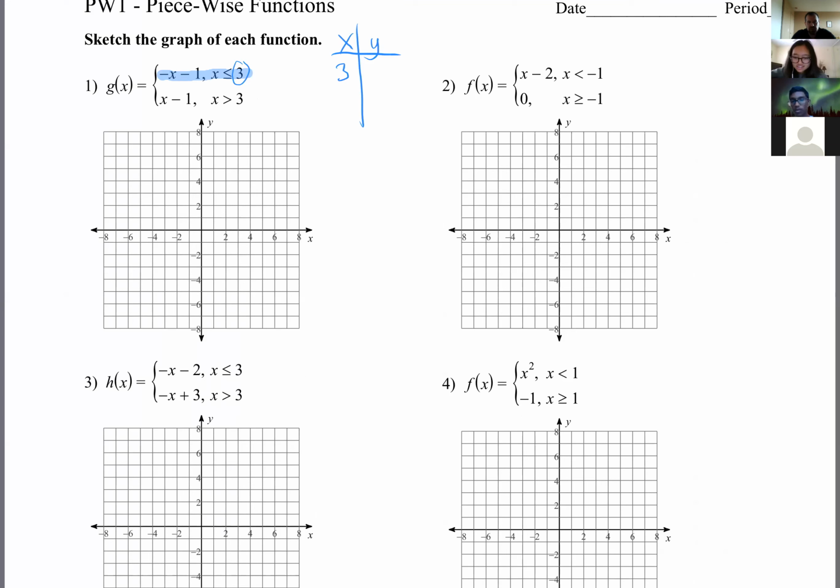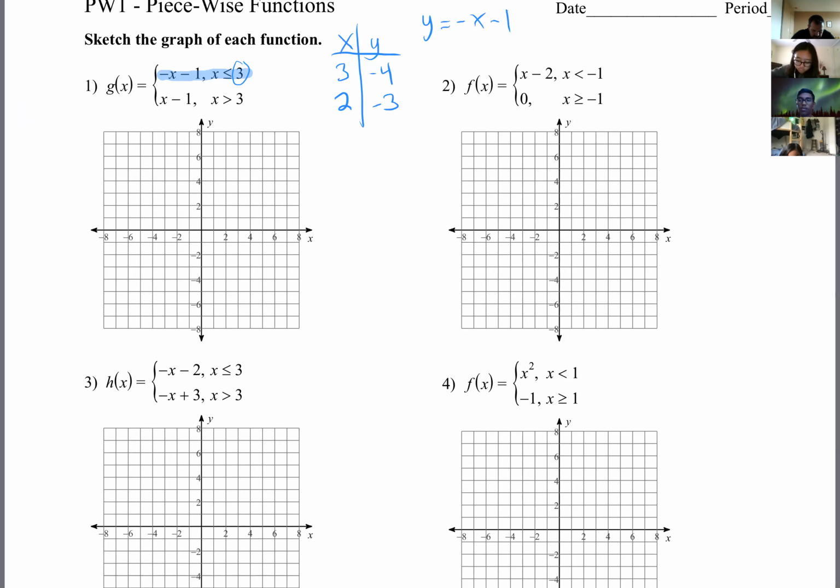Any number smaller than 3. 2 works. For a line, you only need 2 points. I'll write it up here. Okay, I'm back. So this is going to be y equals negative x minus 1. When you plug in 3, this is negative 3 minus 1, you get negative 4. When you plug in 2, you get negative 2 minus 1, which is negative 3.